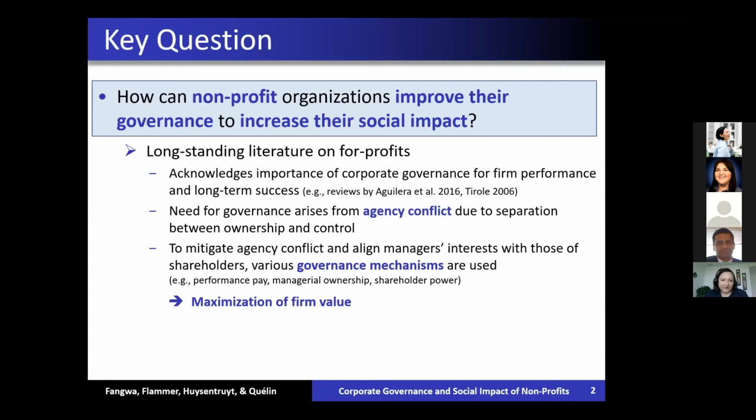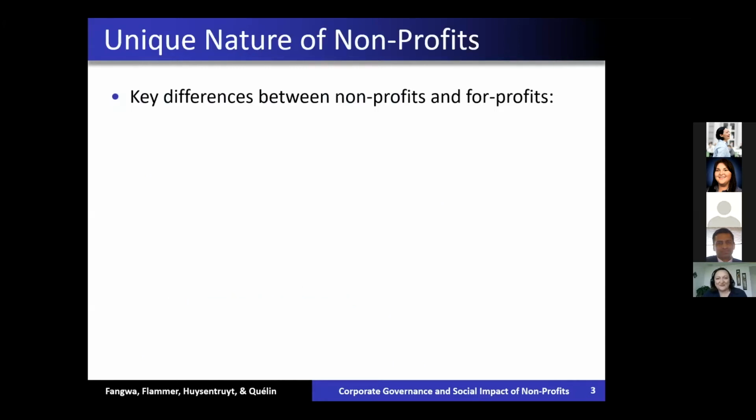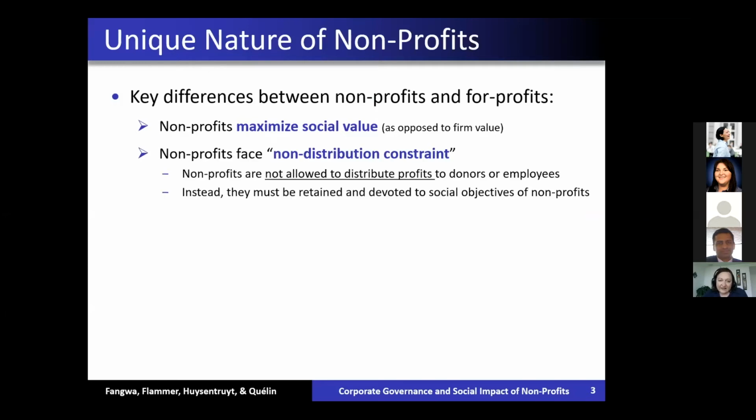Now, if you think about it, this entire literature is really on for-profit organizations. But what about nonprofits? How can nonprofit organizations improve their governance? Now, I guess I don't have to tell you that nonprofits differ from for-profits along several dimensions, and the most obvious difference is that nonprofits don't aim to maximize firm value, but rather social value. Secondly, nonprofits are subject to a so-called non-distribution constraint. That is, nonprofits are not allowed to distribute profits to donors and employees, but rather need to reinvest them into the social objectives of the organization.